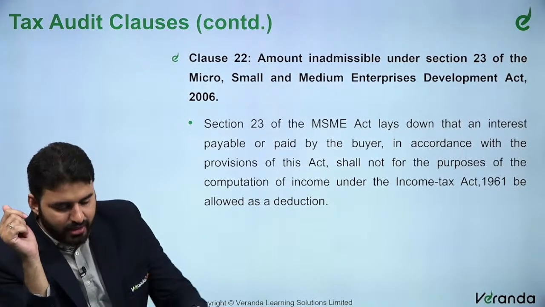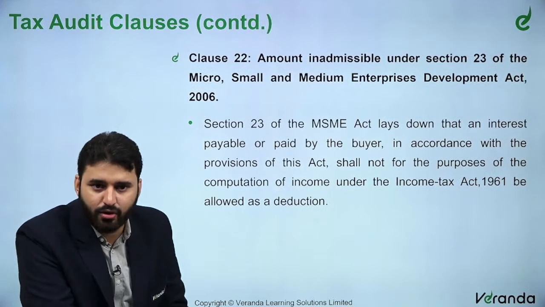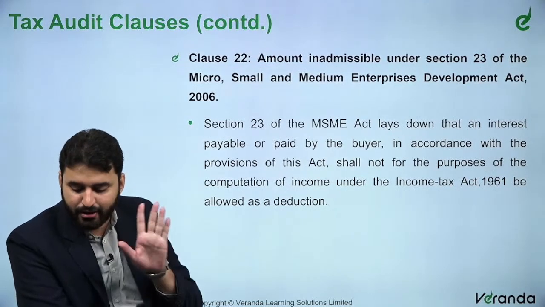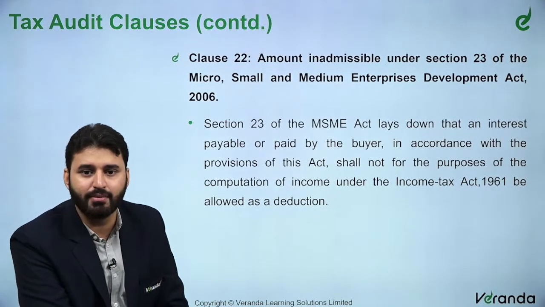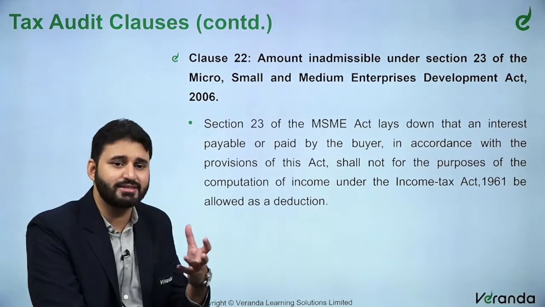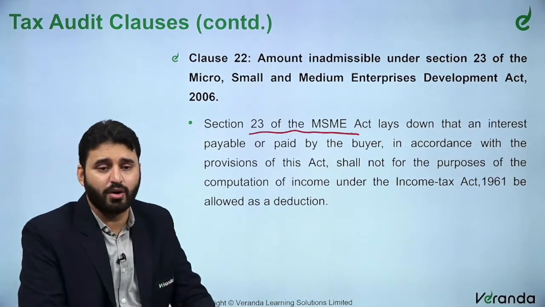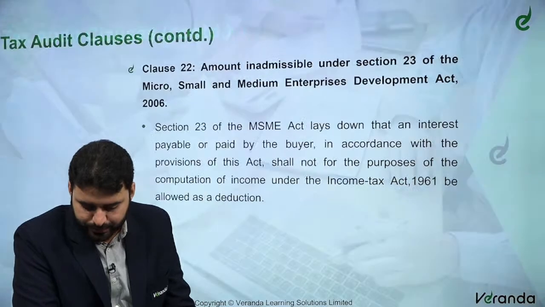Section 23 of the MSME Act lays down that any interest payable or paid by the buyer in accordance with the provisions of this Act shall not, for the purpose of computation of income under the Income Tax Act, be allowed as a deduction. So any provision that you make, any interest that you are paying as per section 23 of the MSME Act, has to be disallowed. It should not be taken into account.